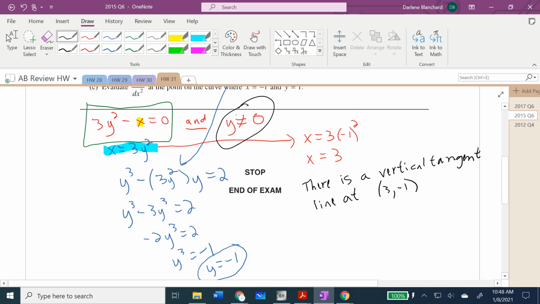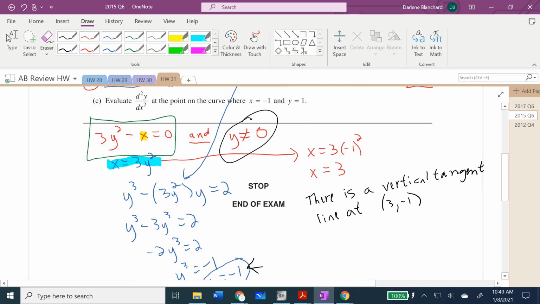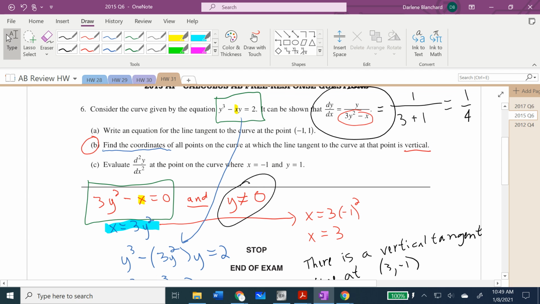We did meet the requirements of y not being equal to 0. And this was the only solution that we could get out of that equation. So that's it. And that's done. Was that fun? Maybe? All right, part D. I'm going to erase all of this so that I can show work near part D.